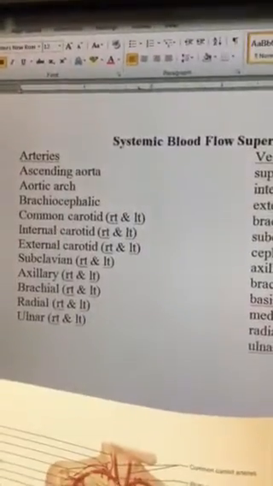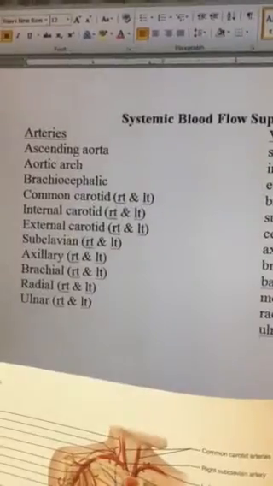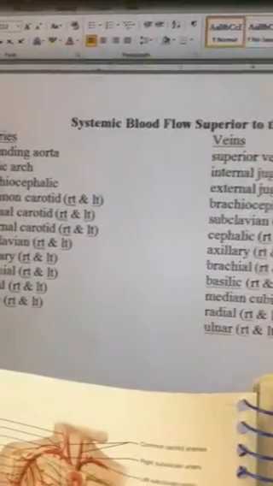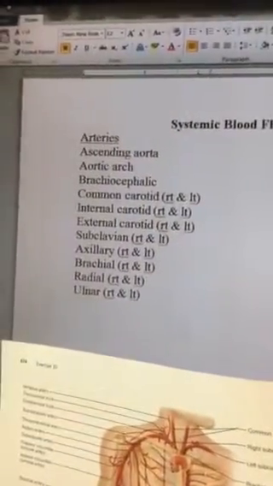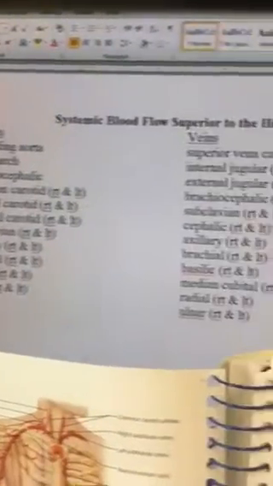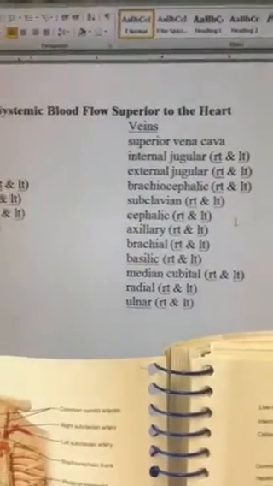Here we have the list of the systemic arteries and veins that you need to know. Initially, you see the systemic blood flow superior to the heart, and there's the list of the systemic arteries, and then a list of the systemic veins. I'm going to be going through all the arteries with you first, and then the veins.